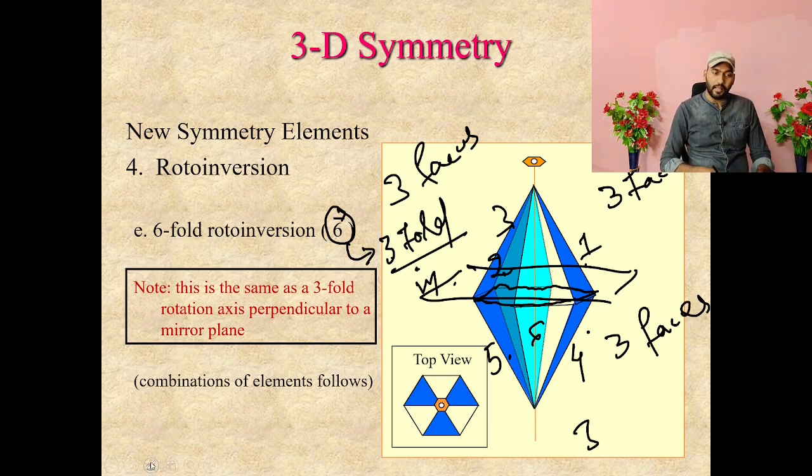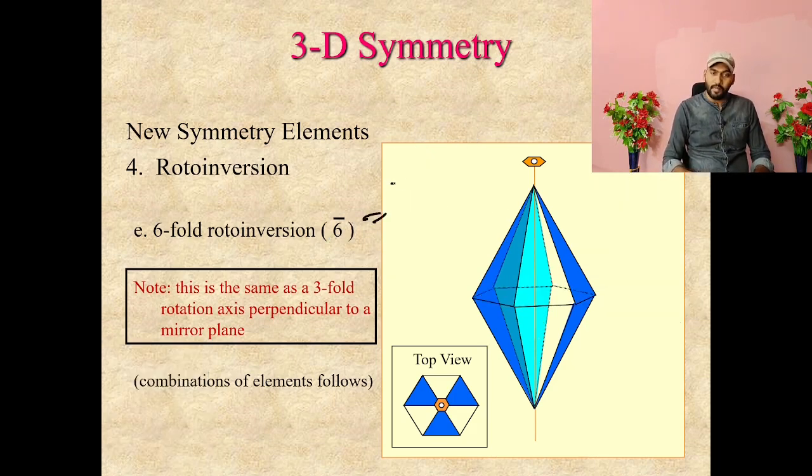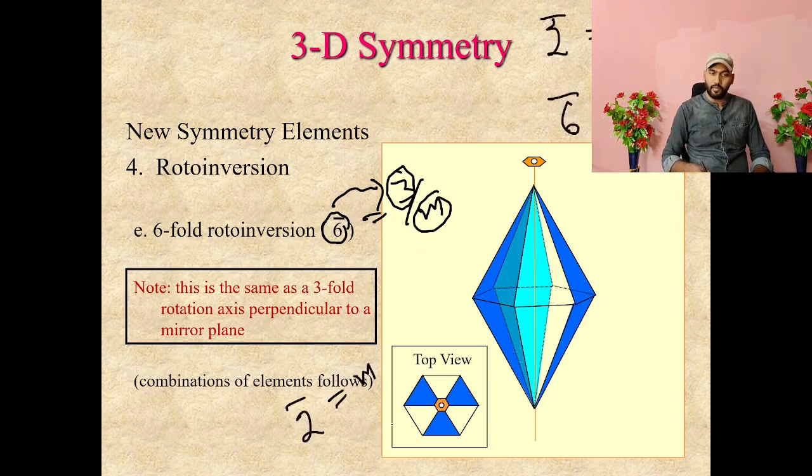So the 6 bar became 3 by m. Why did it become 3 by m? Because six-fold rotation reduced to threefold rotation, and there is a horizontal mirror which is perpendicular to the rotation axis. So 6 bar we can write as 3 by m. So 6 bar is reduced to a threefold rotation axis, and there is a mirror plane perpendicular to it. Okay, 2 bar will reduce to a mirror plane, 6 bar will reduce to a threefold rotation axis and one perpendicular mirror.